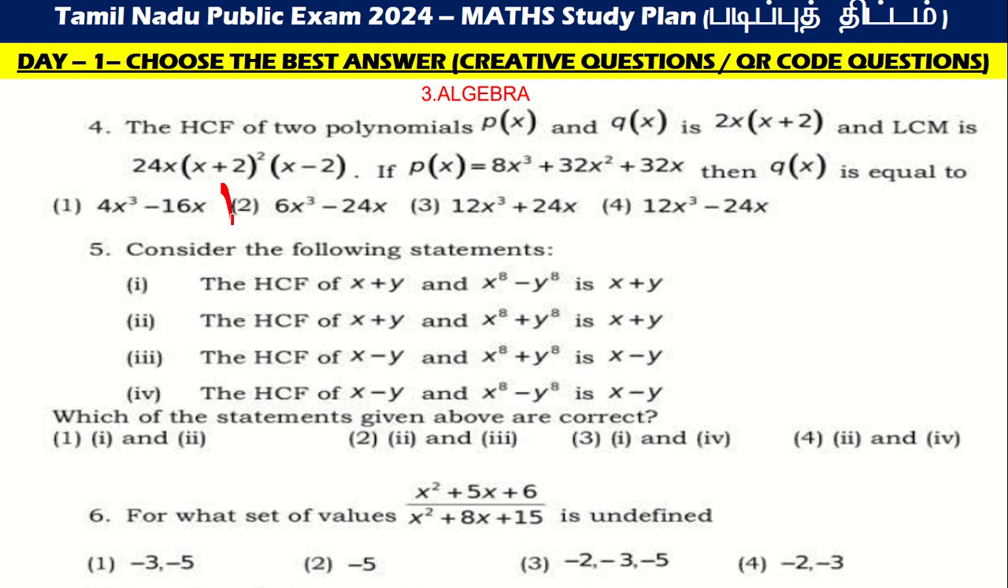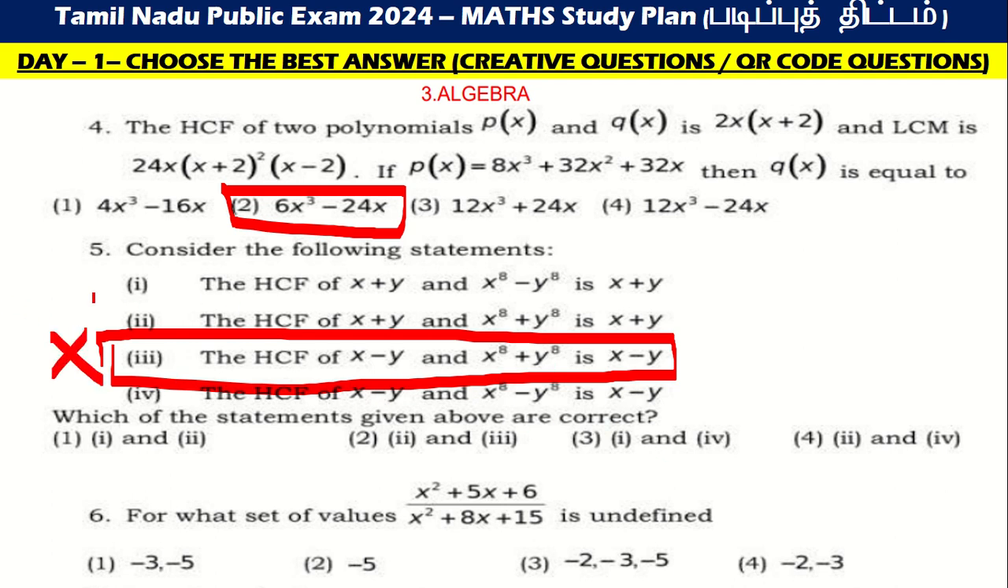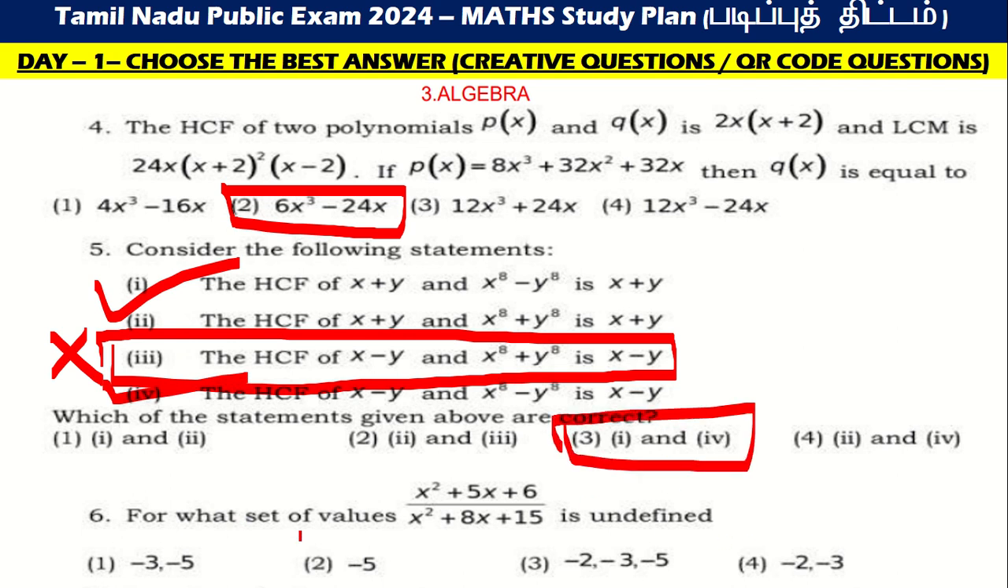Second one 6x power 3 minus 24x. Fifth one, the third one, the HCF of x minus y and x cube x8 plus 4 power 8. The next one, this is the first one now and fourth one. That means this is the option. What set of values, the minus 3 comma minus 5.